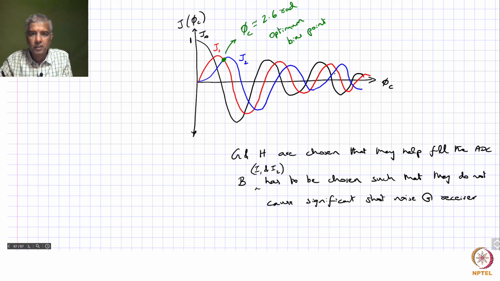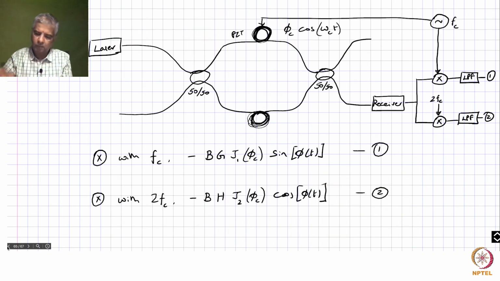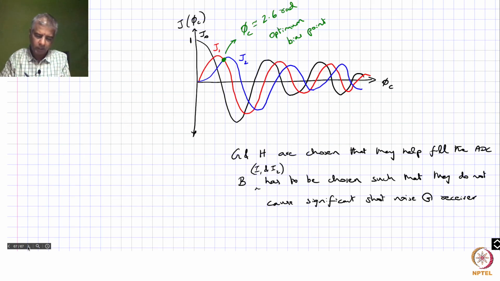Now the question is, what is the optimum value of phi c that you can choose? Remember, phi c is something that is up to you, because you send a voltage from your signal generator to drive your PZT, and you can call this voltage Vc. The voltage should be such a value that it incorporates a certain phi c through this PZT. So the question is, what should that phi c be?